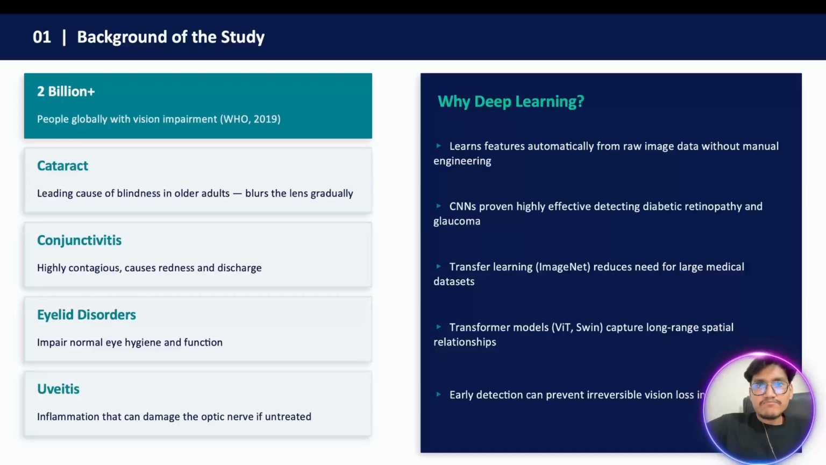And then we have early detection. Early detection of these diseases can genuinely prevent irreversible vision loss. So the stakes are extremely high, which is exactly why we need AI systems that are fast, accurate, and reliable.